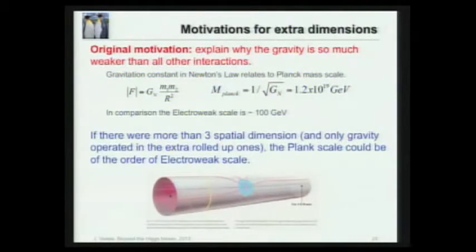Why have people introduced this? What is the motivation? The original motivation is to explain why gravity is so much weaker than all the other interactions. We know that it's much weaker. The Planck scale is very high. That means that this gravitation constant here in this Newton law is very small in comparison with the electric scale. Now, the idea is that if there are more than three spatial dimensions, and only gravity can operate in those extra rolled up dimensions, the Planck scale could be much smaller, of the order of the electroweak scale.